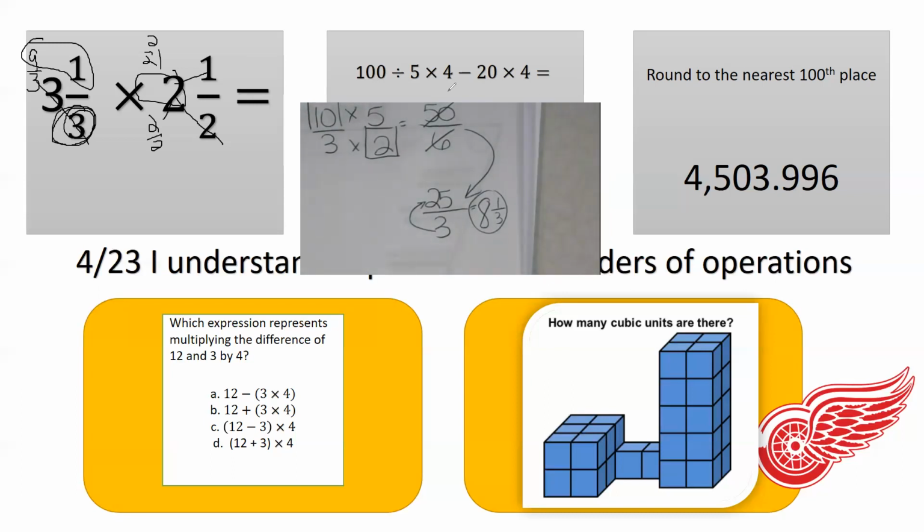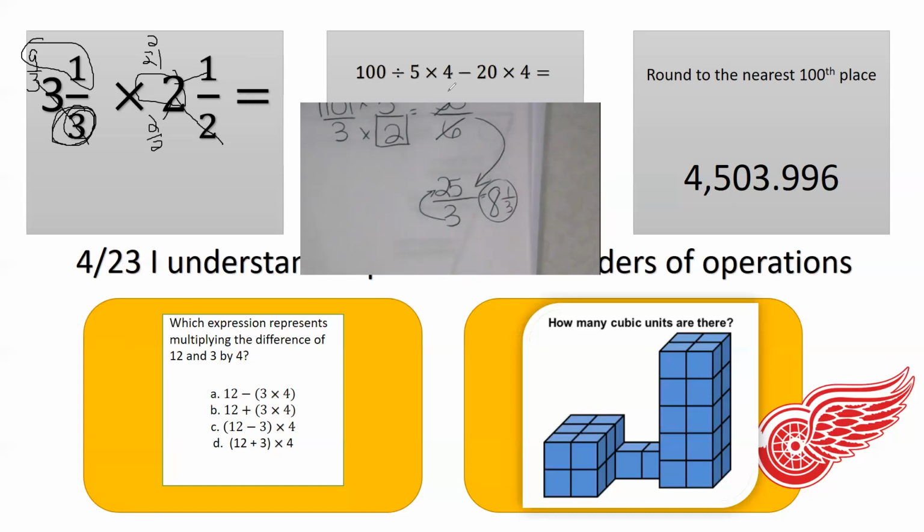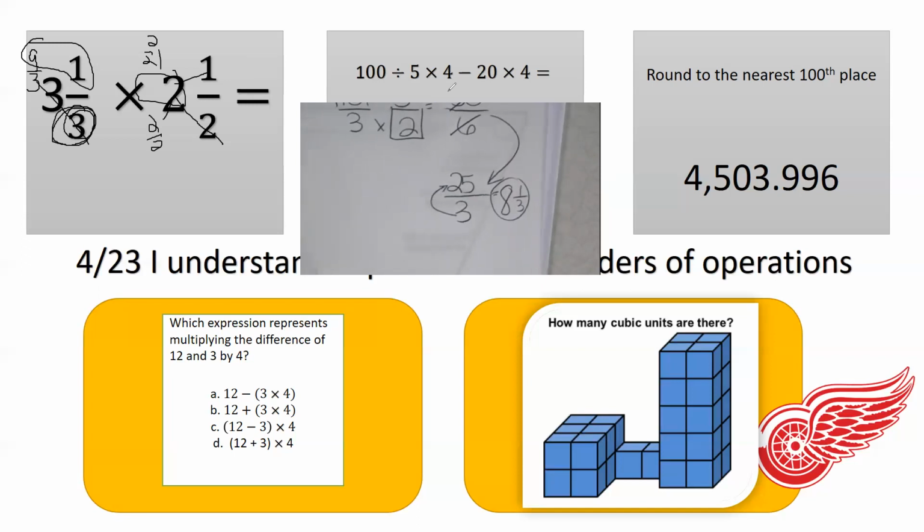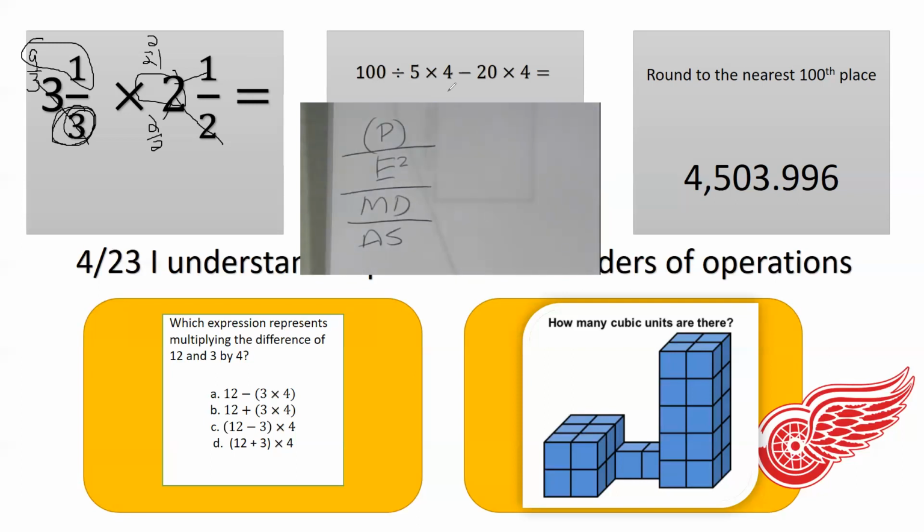Now let's go to this problem. Please excuse my dear Aunt Sally. This helps me make my layers of what I'm allowed to do in what order. Parentheses, there aren't any. Exponents, there are not any. So now I have multiplication or division.